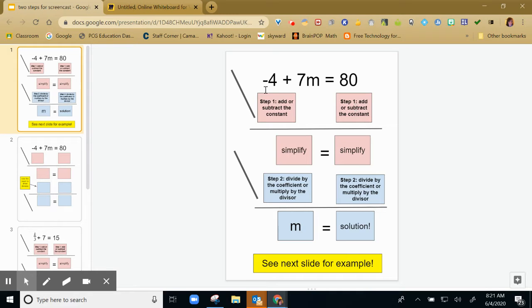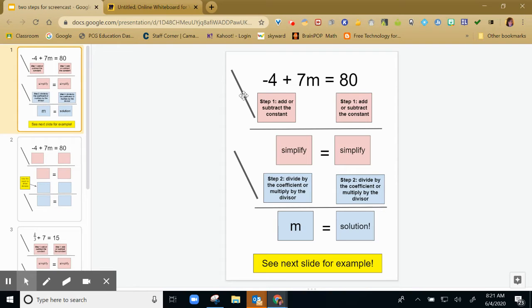Well, we know that, right? We know that the first thing we do is we look for the number that's by itself, the constant, that doesn't have a variable, and we add or subtract it to both sides. Once we do that, we simplify it out. And then we're going to divide by the coefficient, or we're going to multiply by the divisor. That's our step 2 of solving a two-step equation. And then we'll have our solution.